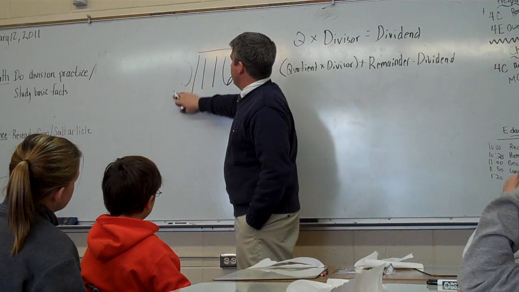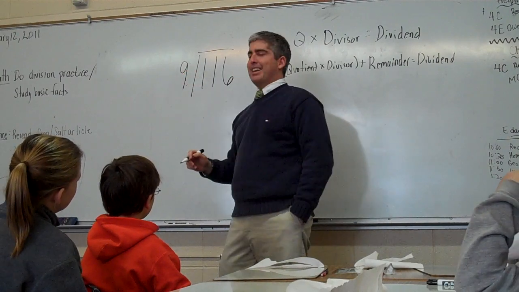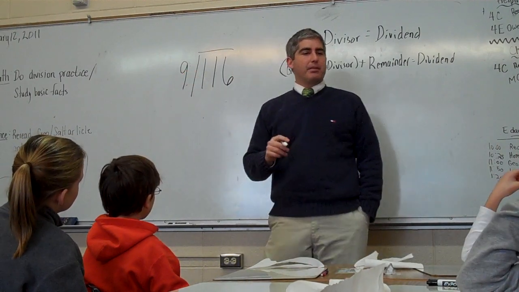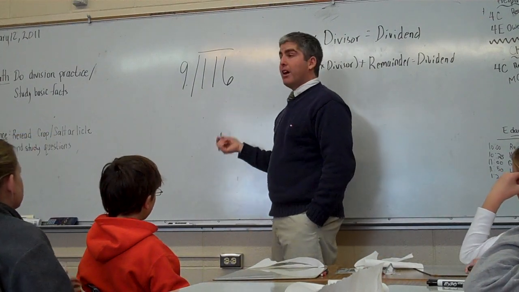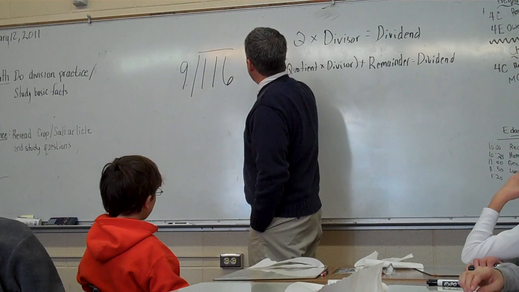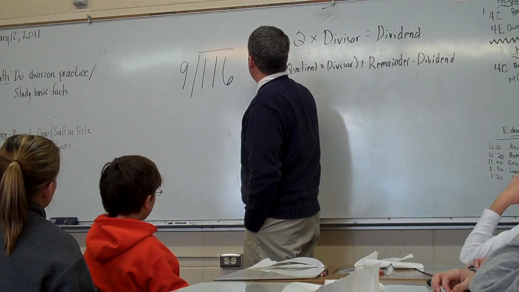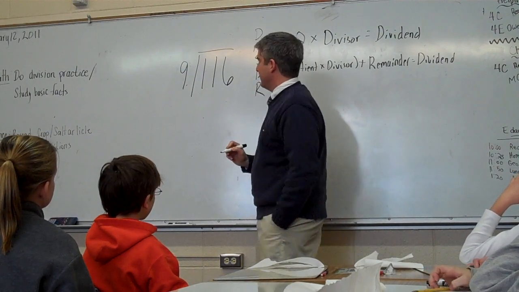But I don't want to do 10, so I'm just going to say 9 just for fun. I want to do 9 because I want to stick to single-digit divisors for right now. But I follow the same steps. I divide. I multiply. I subtract. I bring down. I restart.